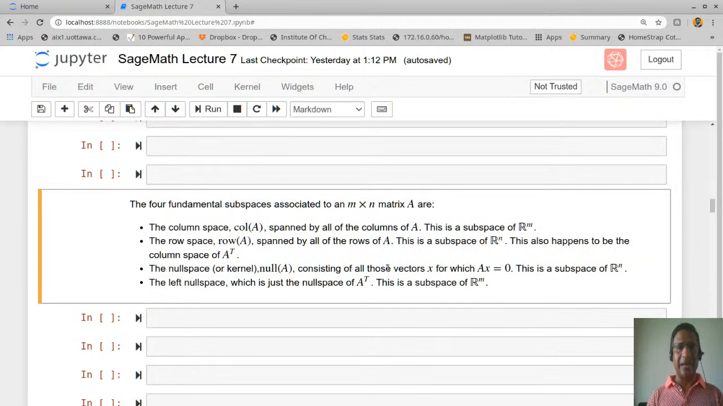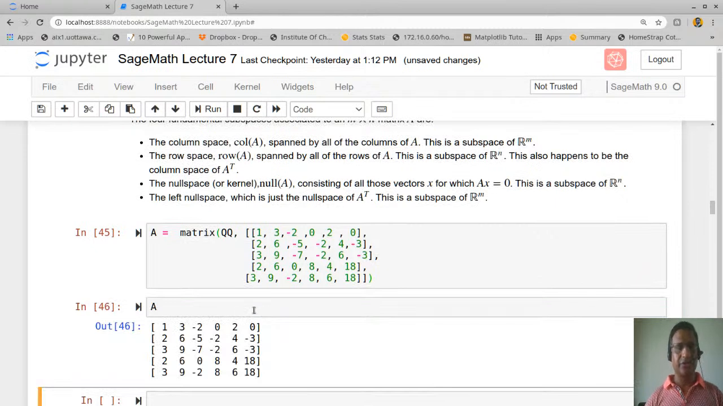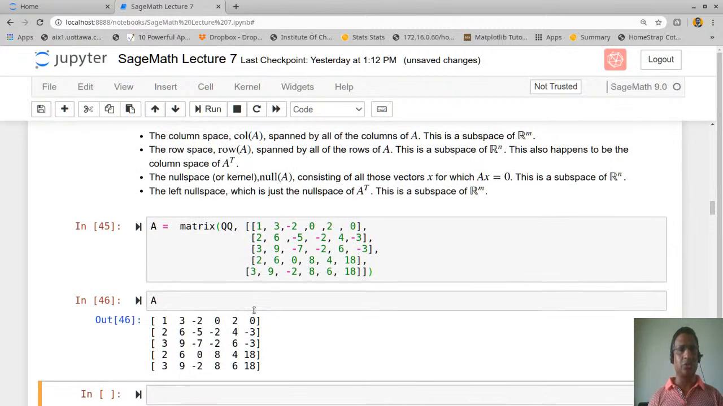So let me take a reasonably big matrix. Take this, and let us say this is a matrix A. How many rows? There are 5 rows and 6 columns. Now we want to find the column space, row space, null space and left null space. These are what we want to find out.